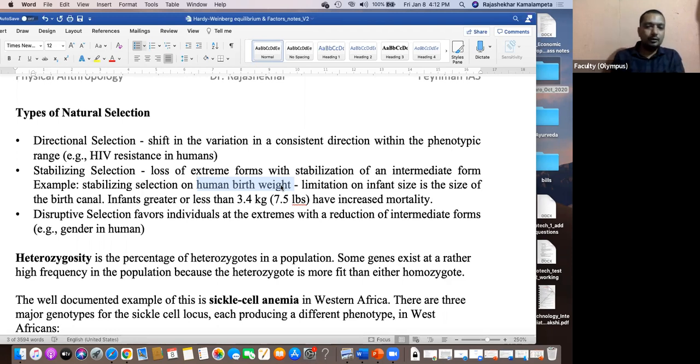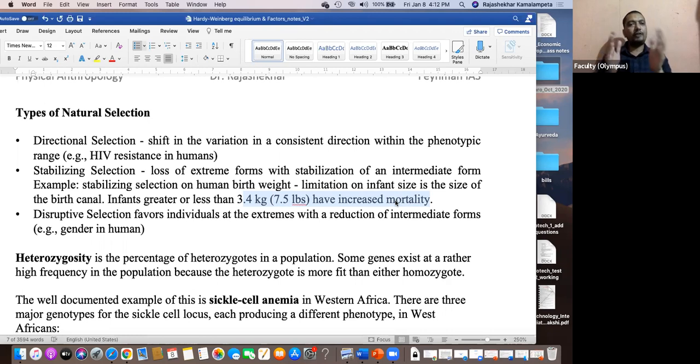So there is a range. The lower limit here is about 1.5 kg. The upper limit is about 3.5 kgs or maybe 4 kgs, depending on the population. So there is a limitation of the infant size. Infants greater than or less than that have increased mortality. Below 1.5 kg, the survival rate of the babies is low. Above 3.5 kgs, babies cannot easily pass through the birth canal, because the limitation is the size of the birth canal. Humans in evolution tend to have a birth canal which restricts the baby size.